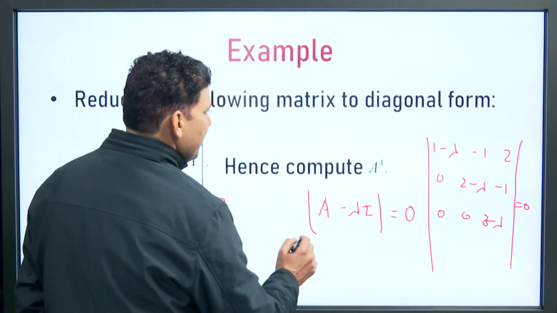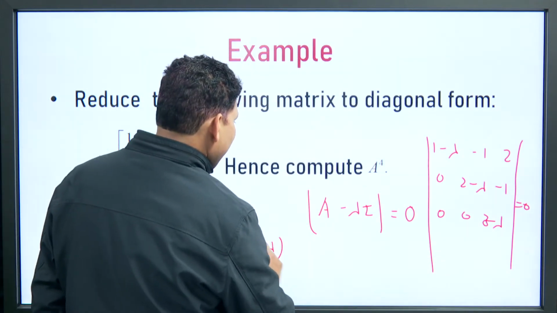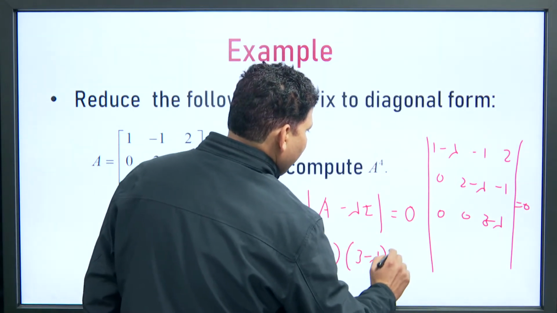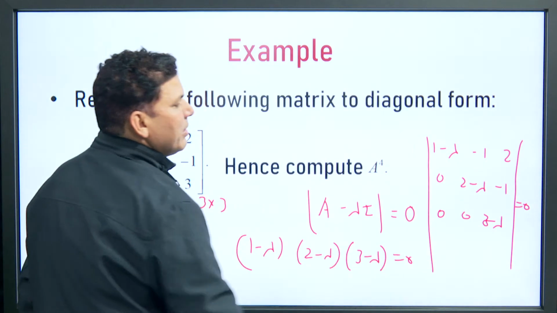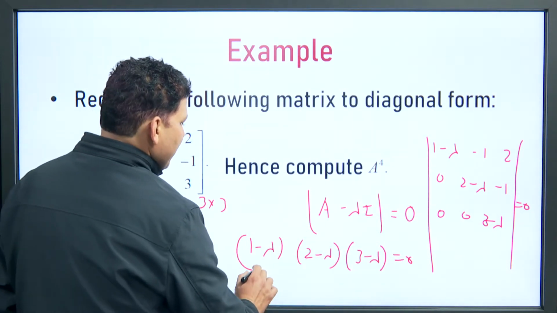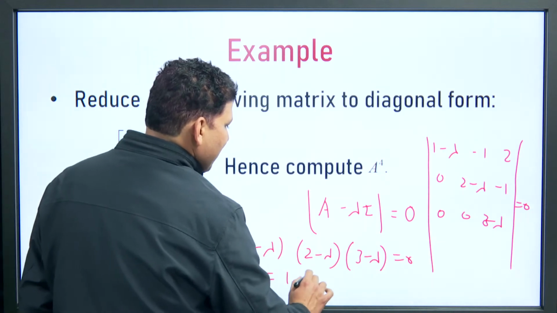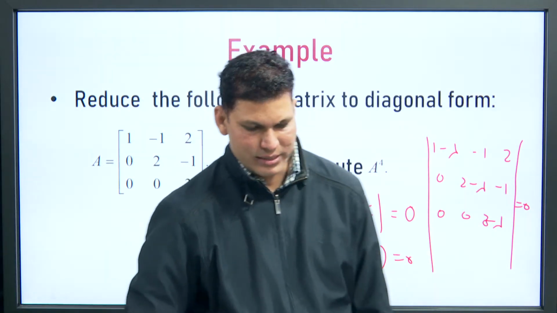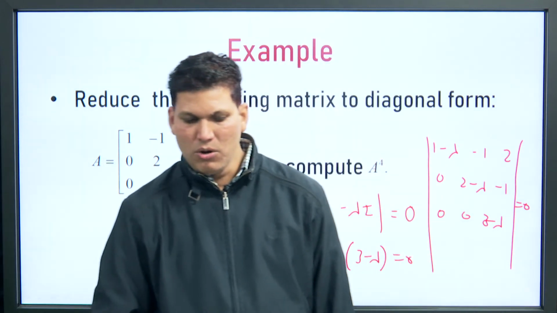So, the characteristic equation is (1 minus lambda)(2 minus lambda)(3 minus lambda), because the determinant of a lower triangular matrix is nothing but the product of the diagonal elements. So, we get lambda equal to 1, 2, 3. These are the eigenvalues of this square matrix, which is lower triangular.